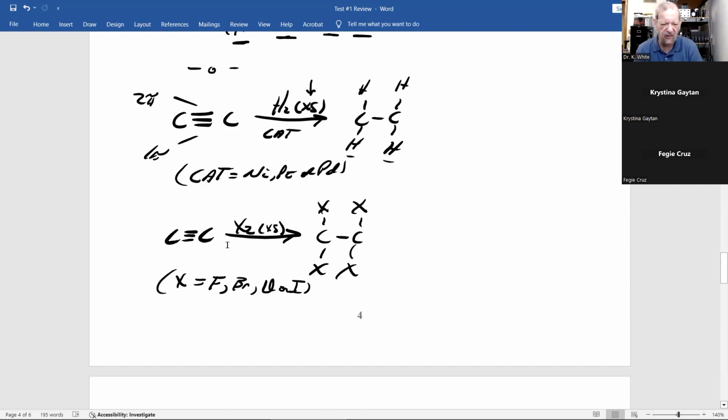And the same thing is true for halogenation. X2 is a halogen. You have 2 pi bonds, and you break those 2 pi bonds, and each carbon of the triple bond gets 2 halogens. And again, since organic chemists are lazy, we use XS.